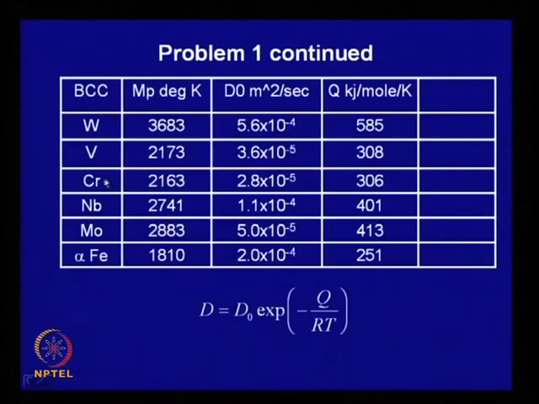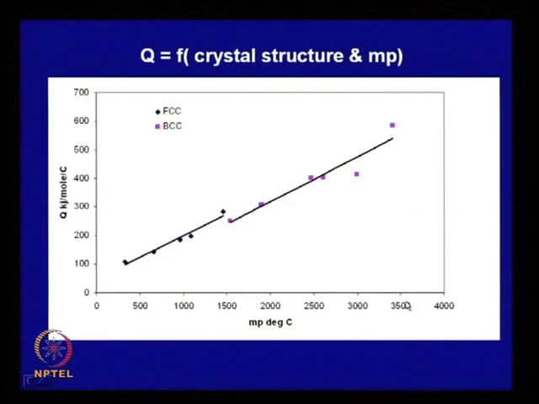And this table gives the melting point here, of course, mark this is degree Kelvin, of BCC metals: tungsten, vanadium, chromium, niobium, moly and alpha iron. This is the melting point, this is D naught, and this is the activation energy in kilojoule per mole per degree Kelvin. So, here you can fill up this with D calculated using this expression at a particular temperature. Now, you try and plot this.